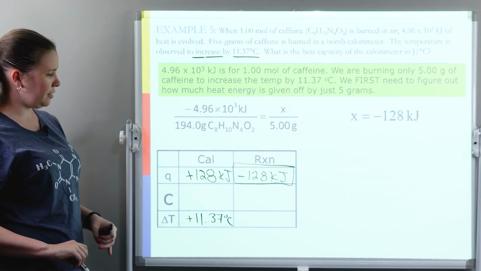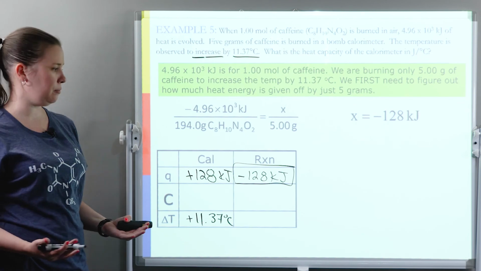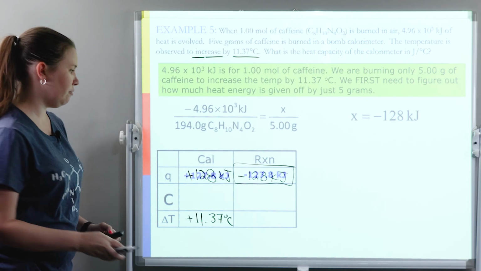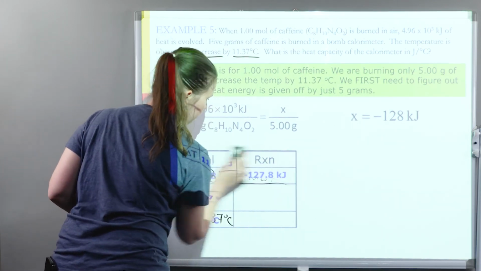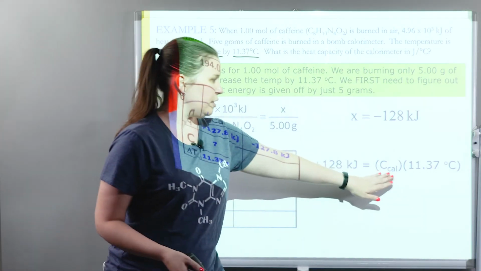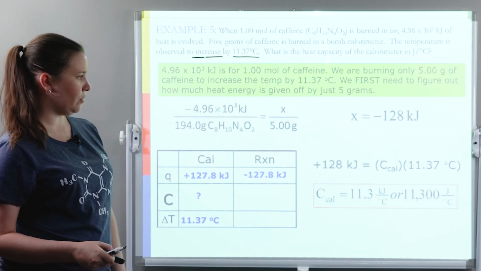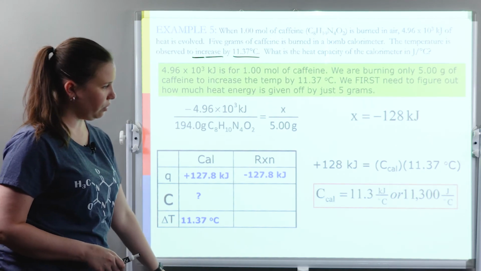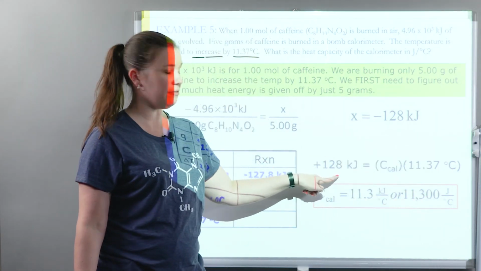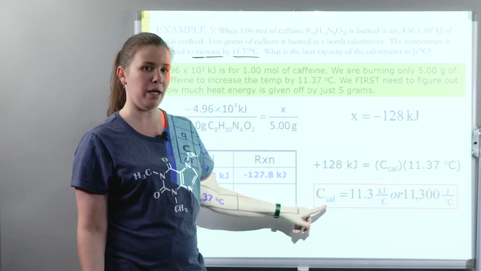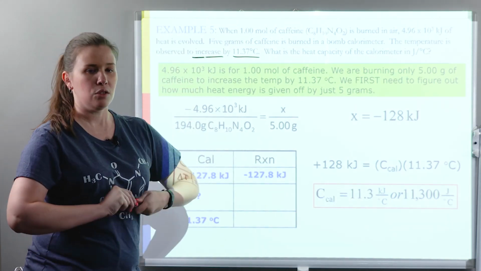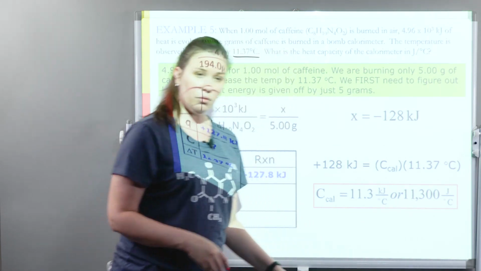Now I just need to plug all this in and find my actual heat capacity. So using Q equals C delta T, capital C, I can then solve for my heat capacity. To isolate C here, we're going to divide by the 11.37. So we get 11.3 kilojoules per degree Celsius. Notice how the units would work out here too. Kilojoules divided by degree Celsius. And that's why heat capacity is given as energy per degree Celsius. So it would take 11.3 kilojoules to raise the temperature of this calorimeter 1 degree Celsius.